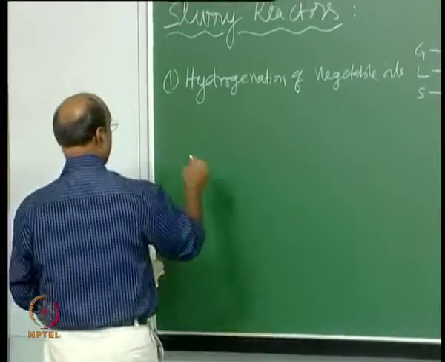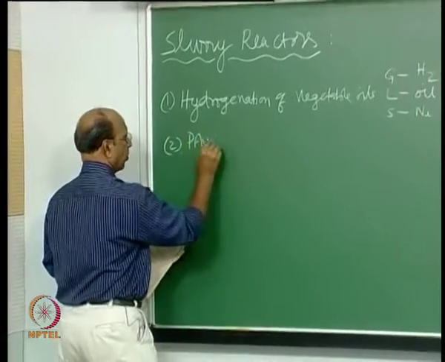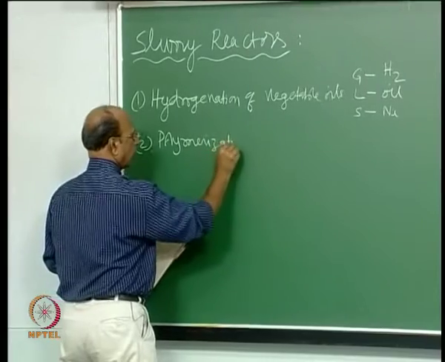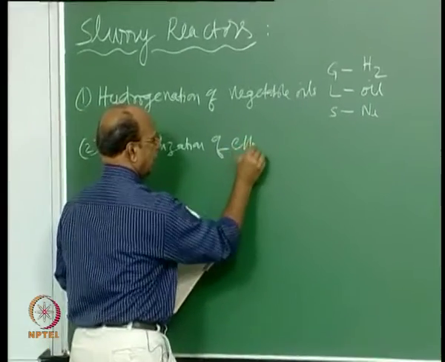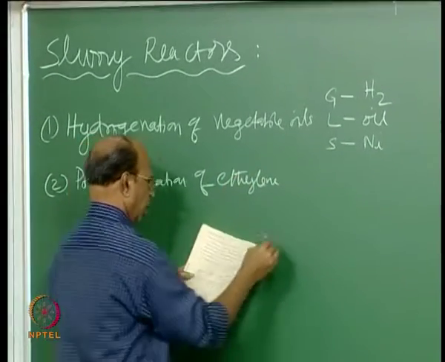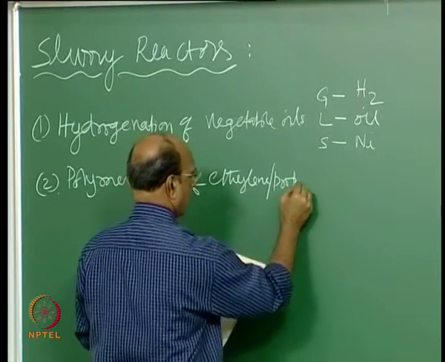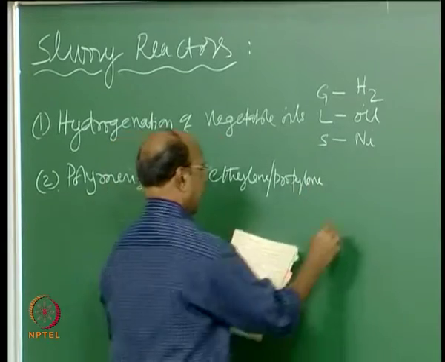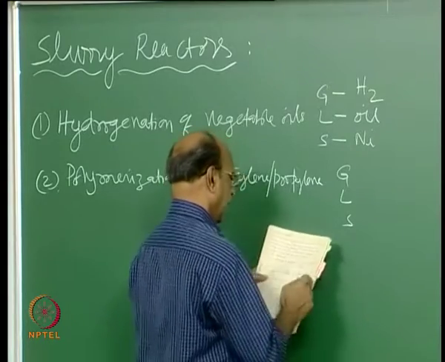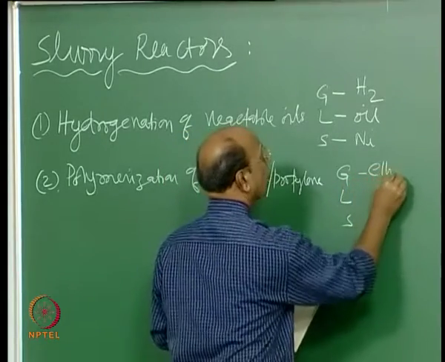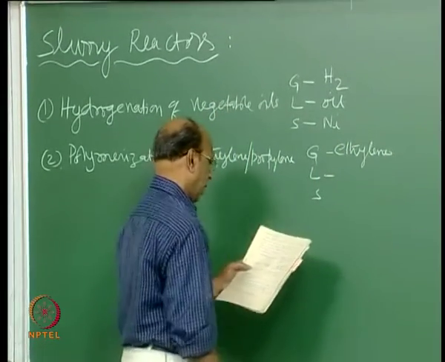Okay. So, another one is polymerization of ethylene or propylene. Here we have again gas, liquid, solid. Yeah, gas is of course ethylene or propylene correspondingly. Then we have solid catalyst.